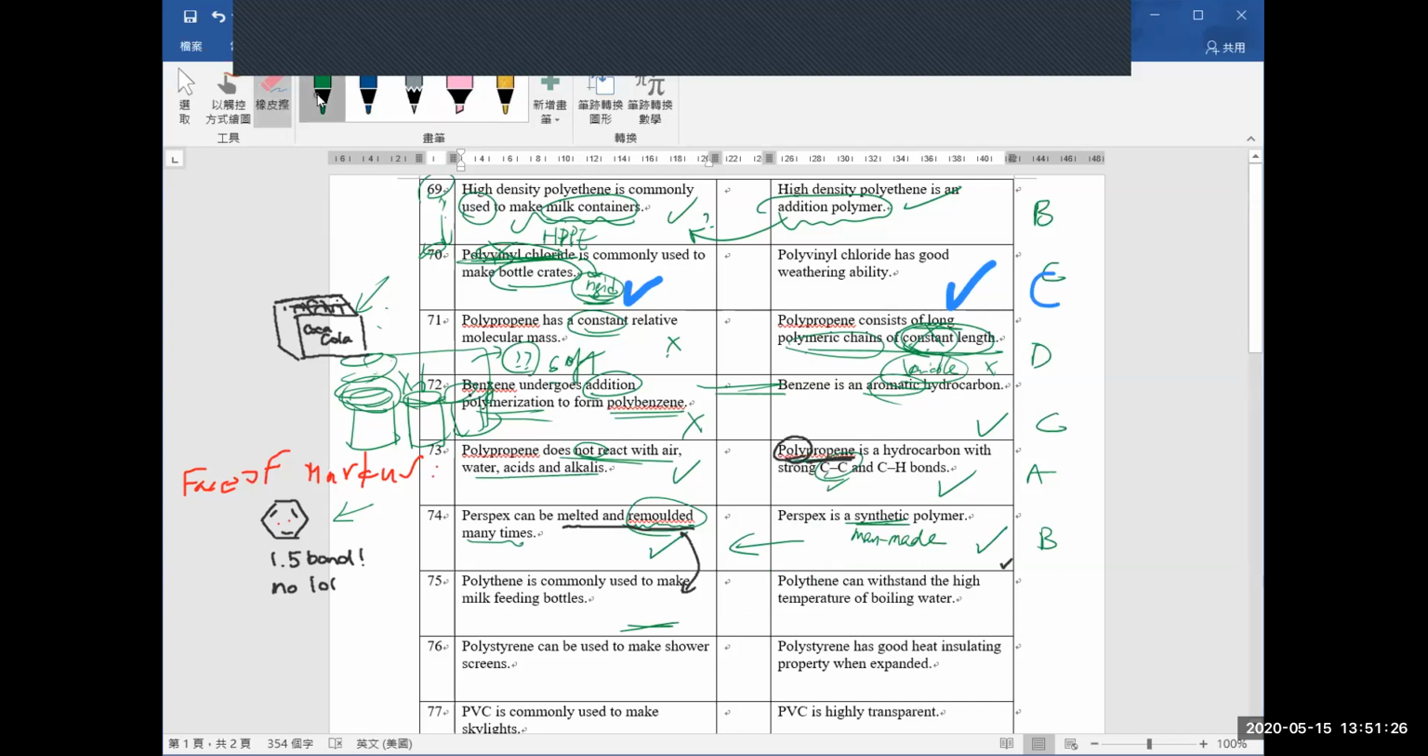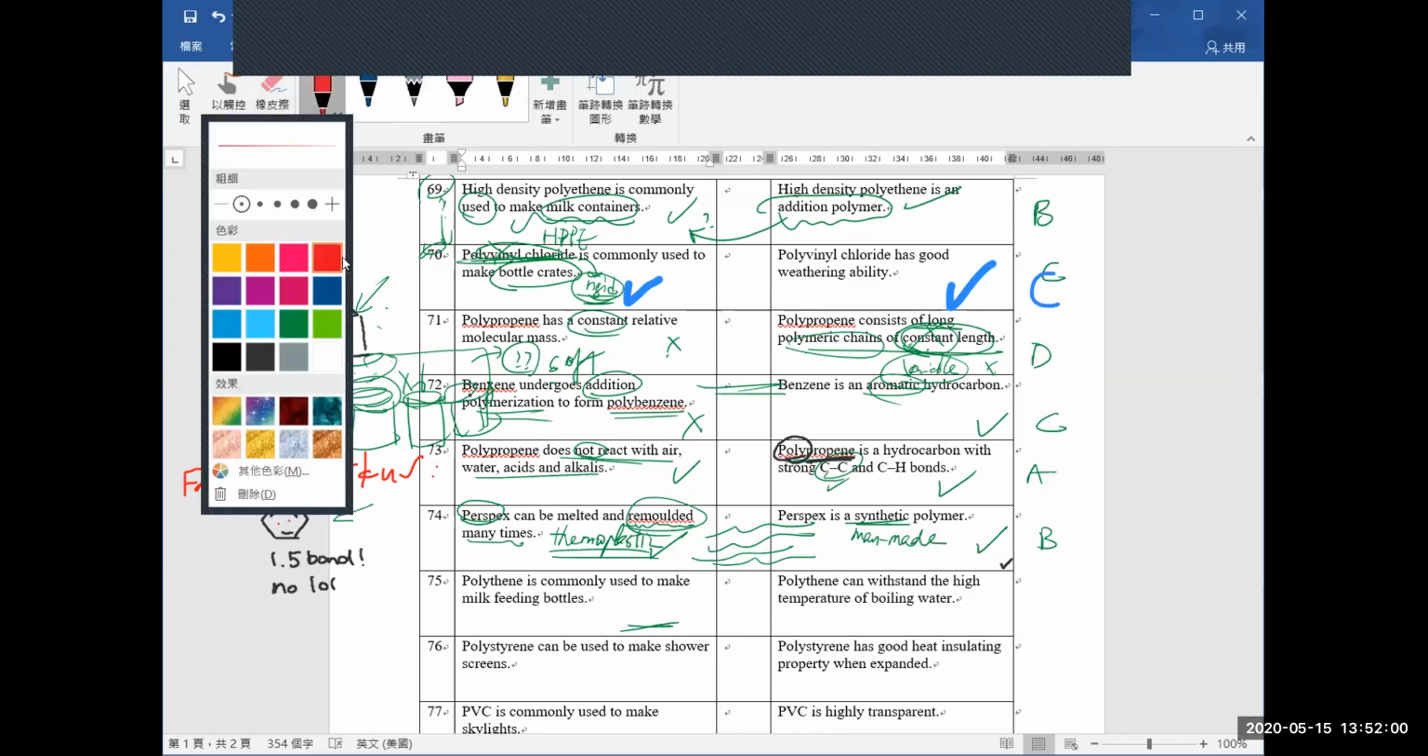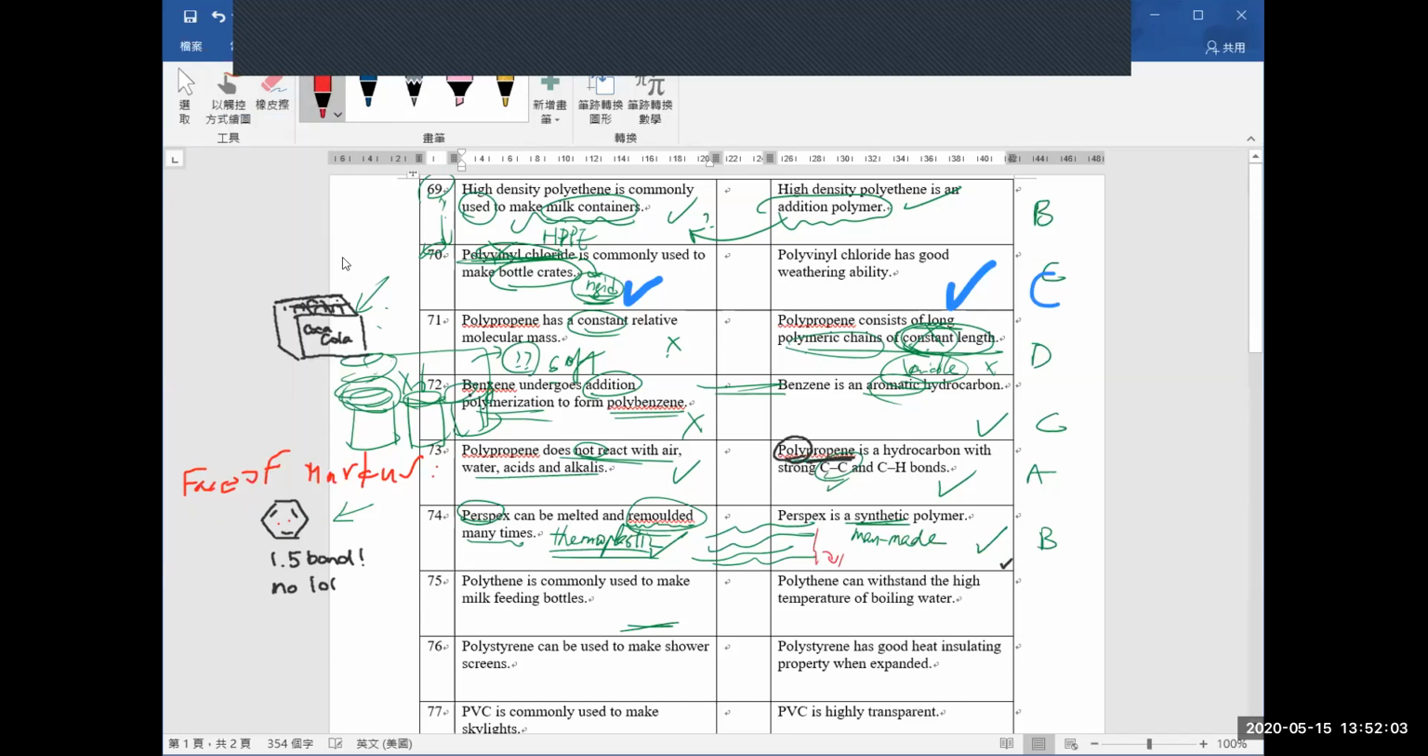So remolded many times is done by repeatedly heating and cooling. It will change its shape. Okay, Perspex. Why is it a thermoplastic? Because during the making of that plastic, all those polymer chains are linked together by weak what? The weak intermolecular force, okay? Without any cross link. No cross link.